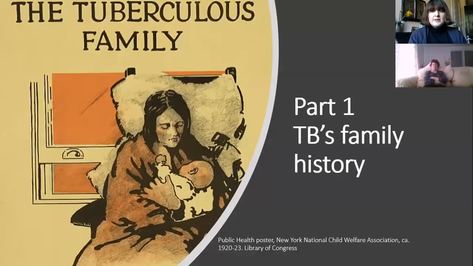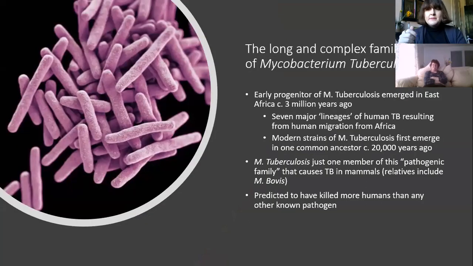Okay, so now the first section looks at this idea of tuberculosis' own family history. So thinking of tuberculosis as a historical agent in its own right. Tuberculosis has an incredibly long and interesting genetic history. Tuberculosis was the first disease germ to ever be genetically sequenced. And so historians have done, not historians, scientists have done a lot of really interesting work on trying to trace the deep history of TB.